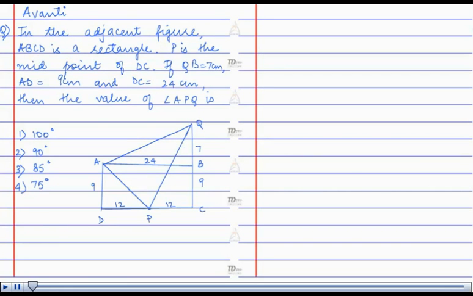Hello, I am Avanti. The question is, in the adjacent figure, ABCD is a rectangle. P is the midpoint of DC. If QB is equal to 7 cm, AD is equal to 9 cm and DC is equal to 24 cm, then the value of angle APQ is. Now the concept that we use to solve this question is Pythagoras theorem.